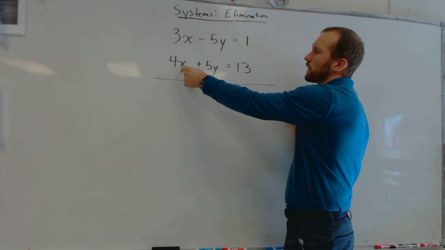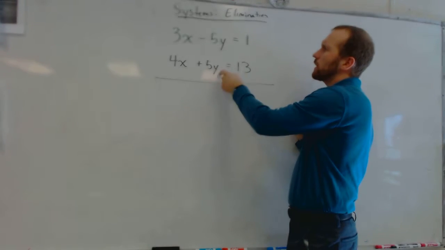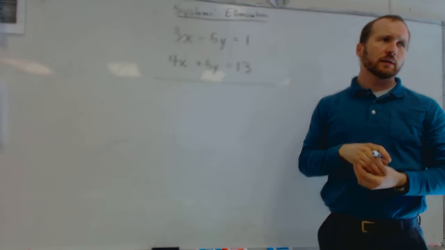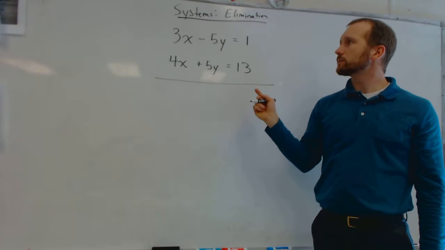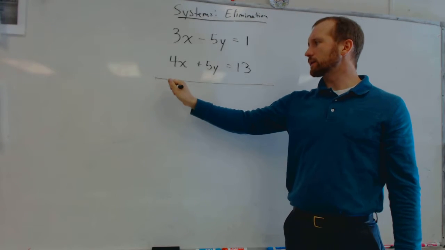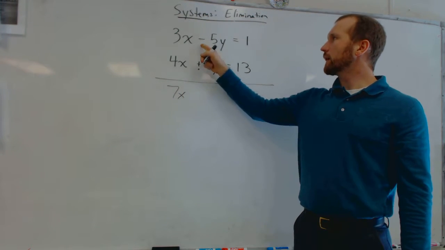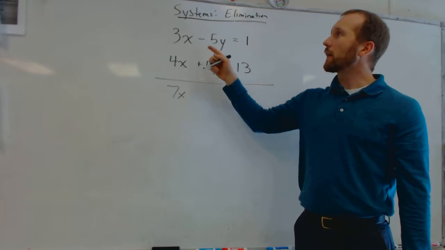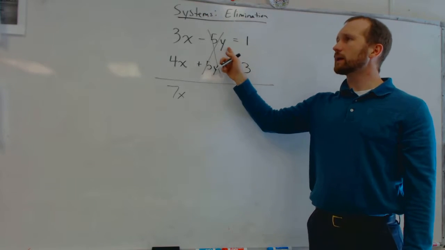So I like to draw a line when I do this. And these equations are lined up. So I have my x's above my x's, my y's above my y's, constants above constants. If they're not lined up already, I like to line them up before I do this. And then I just add. So 3x plus 4x is 7x. Negative 5y plus 5y, that eliminates. And that's why we call this the elimination method. The whole reason that I can add these equations together is because I eliminated y.